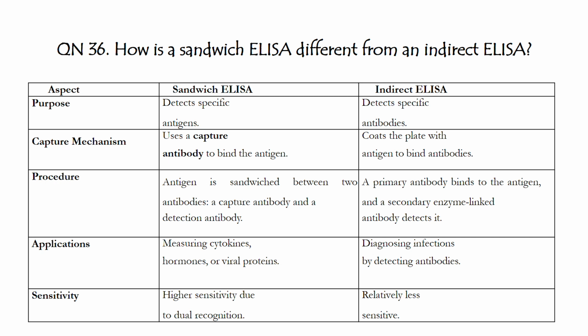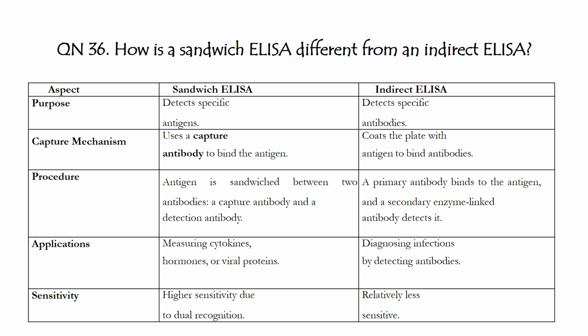For the procedure, in sandwich ELISA, the antigen is sandwiched between two antibodies, the capture antibody and the detection antibody. For indirect ELISA, the primary antibody binds to the antigen and a secondary enzyme-linked antibody is used to detect it. They require a second enzyme-linked antibody. And for the application, sandwich ELISA will measure cytokines, hormones, or viral proteins for the purpose of diagnosing a given kind of disease.